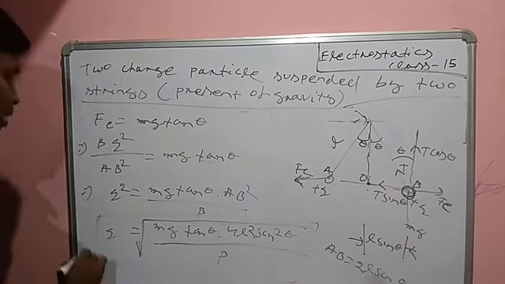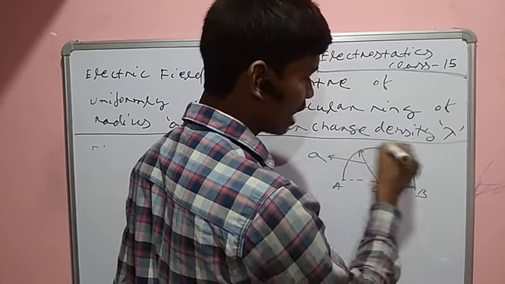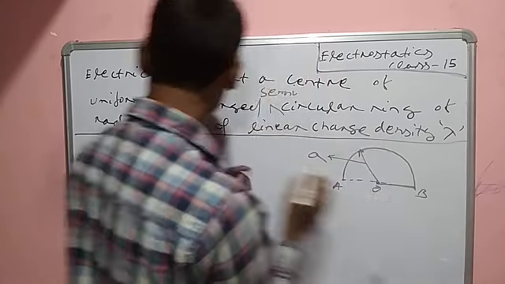Suppose we name this point O. This is the charged body, and its total length, for a full ring, would be the circumference. For the semicircular ring, the length is pi a, and with the diameter it would be pi a plus 2a. Suppose this point is A and this point is B. The arc from A to B has length L.